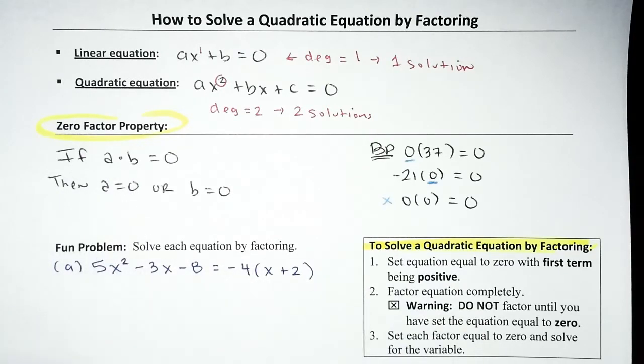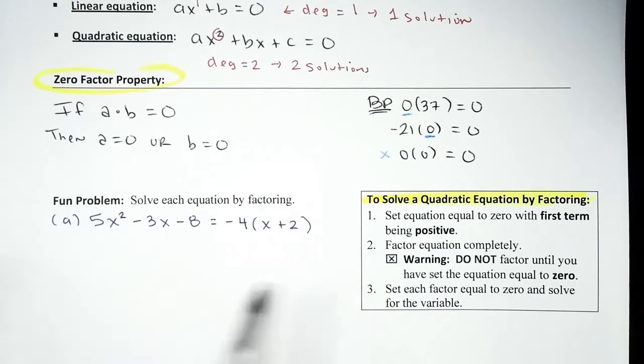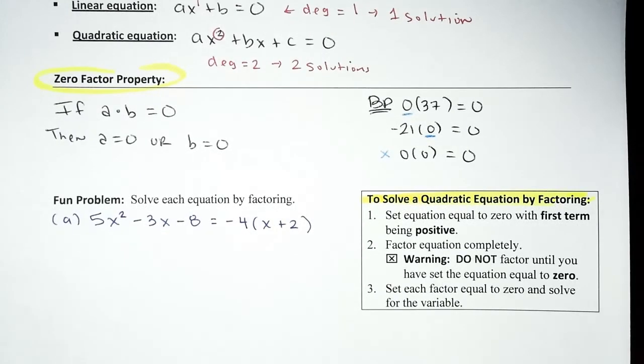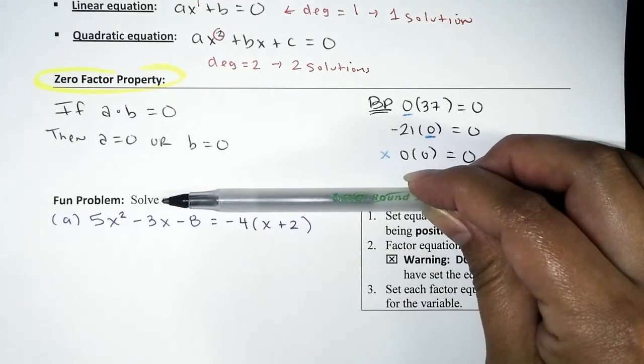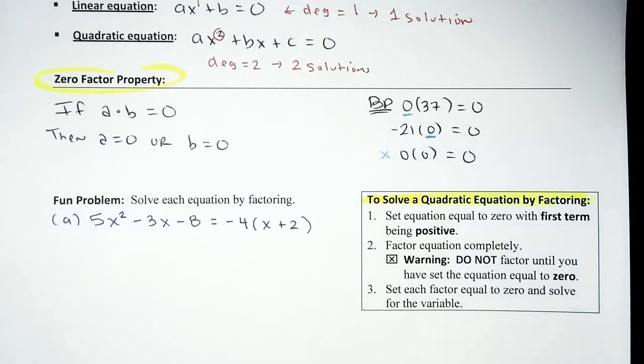Okay, so let's do this. We're going to do a total of 4 fun problems, and then we're out. So fun problem number 1. The directions read: solve each equation by factoring. Okay, so let's pay attention to the directions. The directions do not give us the green light to solve this however we like. We have to solve it by factoring. So how do we solve an equation by factoring?